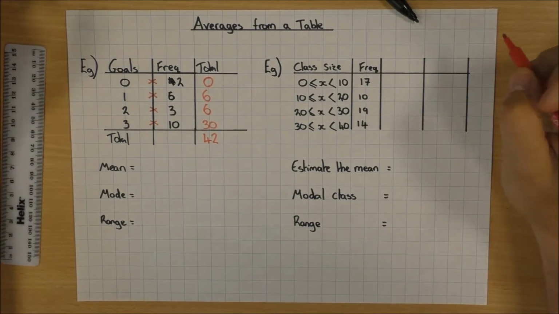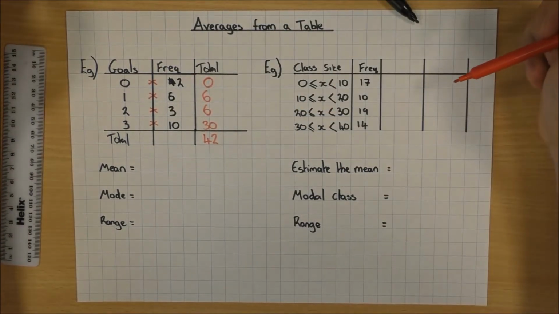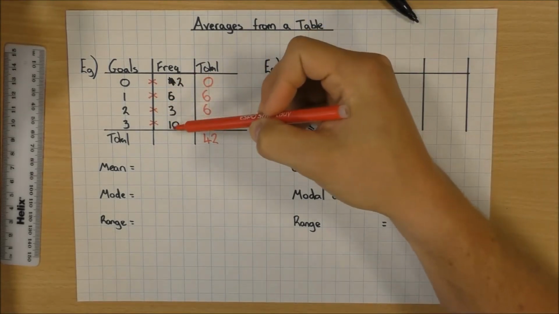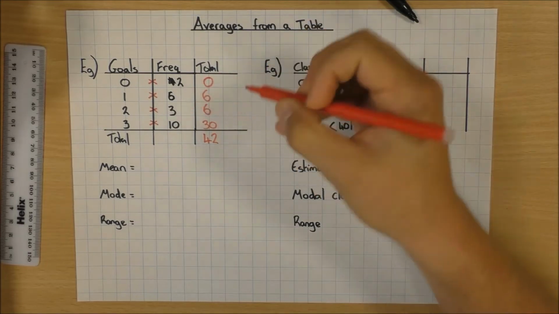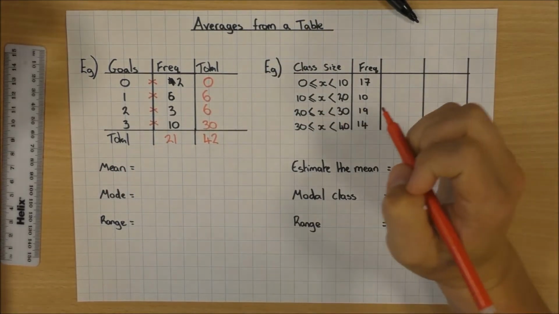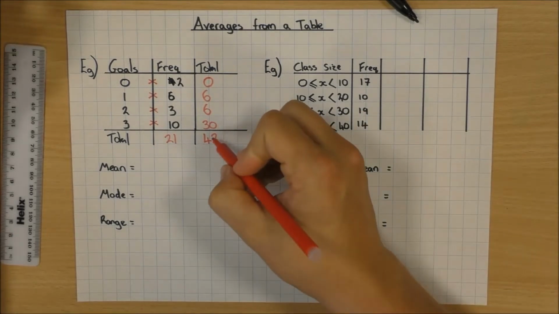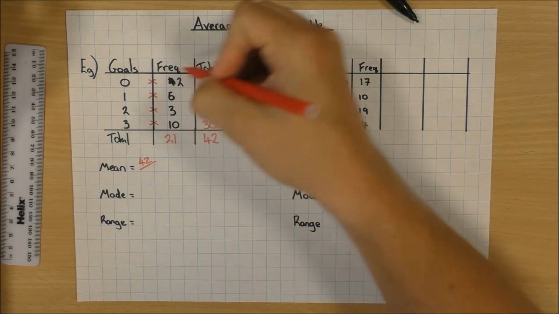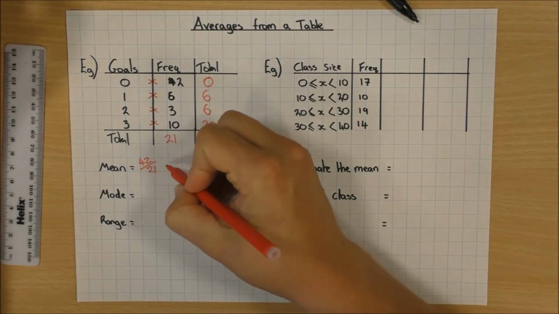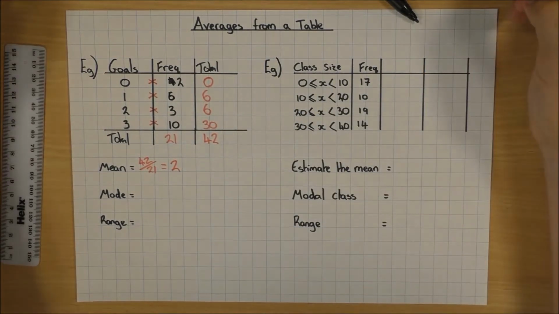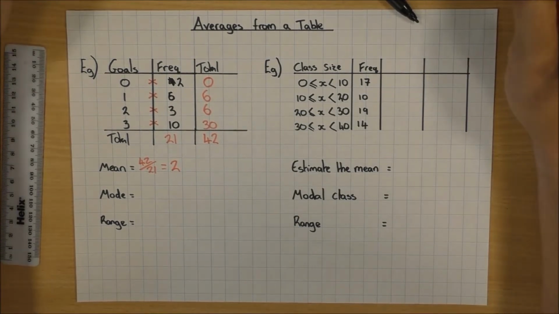And I need to divide that by how many. Remember, frequency means how many. So I need the total frequency, the total of how many there are in total. So 10 add 3 add 6 add 2 gives me 21. So the mean, exactly as I did in my other video, is the overall total, which is 42, divided by how many games, I suppose these could be called, 21. So 42 divided by 21 is 2. So the average number of goals I score is 2, or whatever the football team is, or something like that.